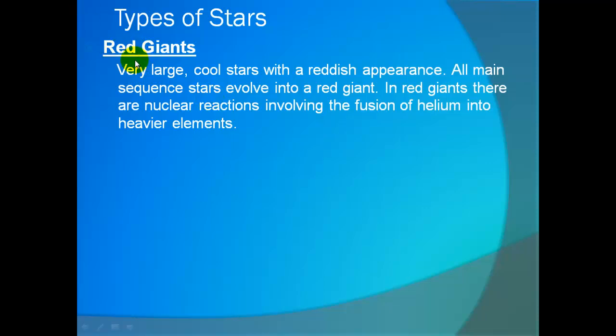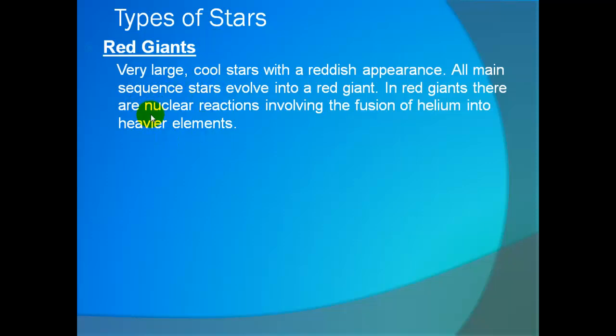So, why are they red? They're red because they're very, very cool. The surface temperature could be 3000 Kelvin or something like this. And they're giant because they're very large, which means they're going to be fairly bright. Remember that the luminosity depends on the area of the star.